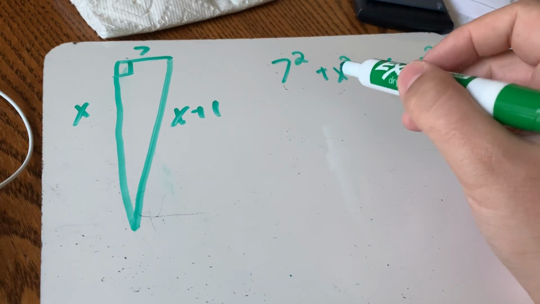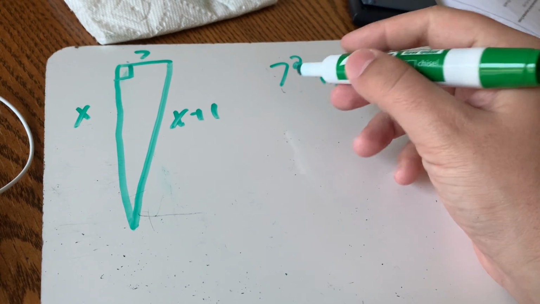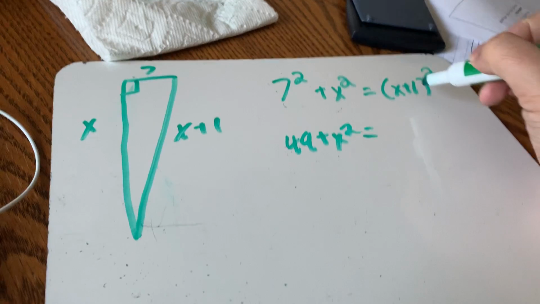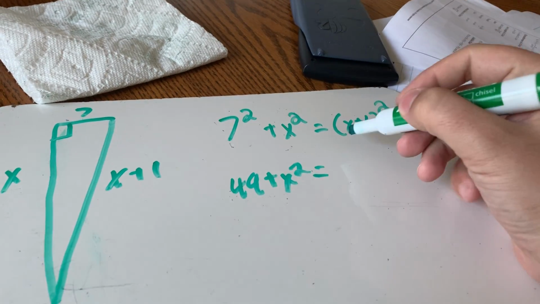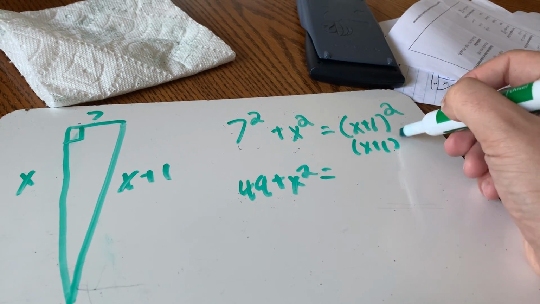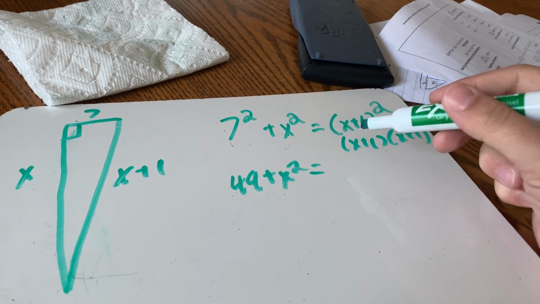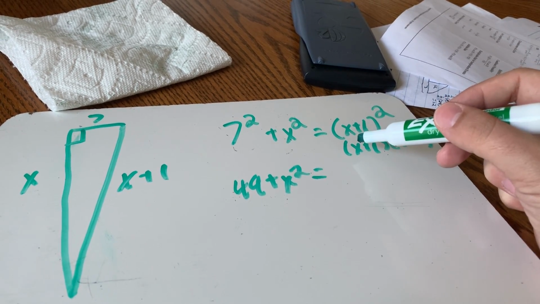Okay? So I'm going to have 49 plus x squared. Then I have to do x plus 1 quantity squared, right? That's the same as x plus 1 times x plus 1. Hopefully you remember how to multiply polynomials. So we use the FOIL method or the box method.